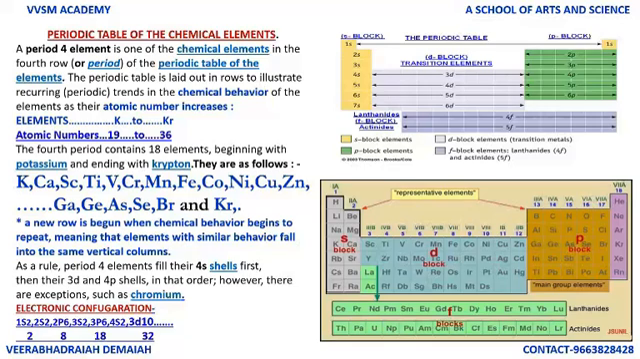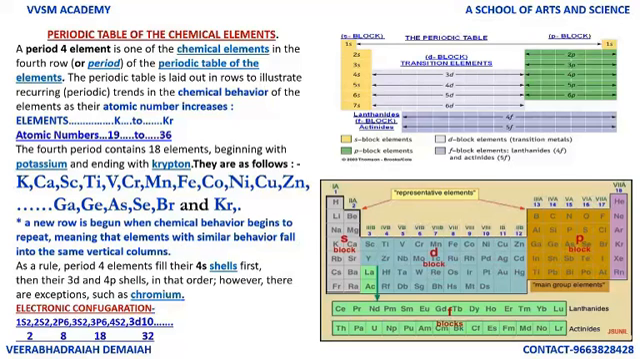As a rule, period 4 elements fill their 4s shells first and then their 3d and 4p shells in that order. However, there are exceptions such as chromium. Hence, the electronic configuration goes 1s2, 2s2, 2p6, 3s2, 3p6, 4s2, 3d10, like this. That is the maximum number of electrons in each principal shell and s, p, d, f orbitals: 2, 8, 18, 32.